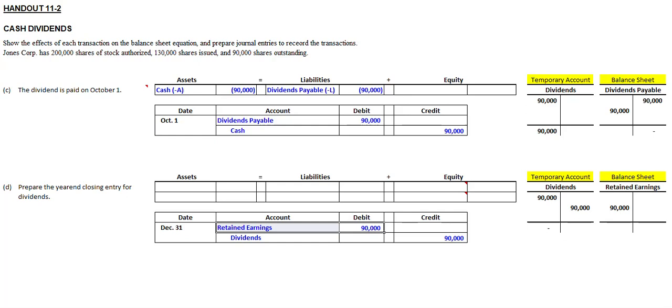Notice at the time we close out dividends, though, there's no impact on our accounting equation. The debit to retained earnings decreases equity, but the credit to dividends increases equity. And so we've zeroed out our dividends account at year end by closing it to retained earnings, just like we close out expenses to retained earnings and we close out revenues to retained earnings.